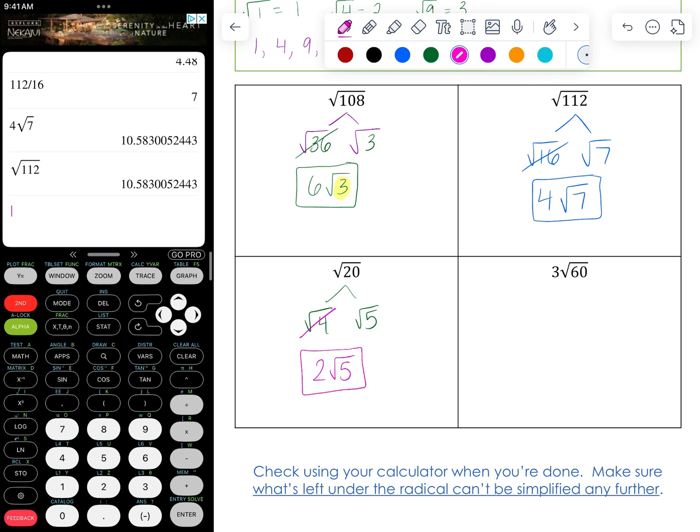So the square root of 20 and the 2 square root of 5 are equivalent. They are that same decimal.